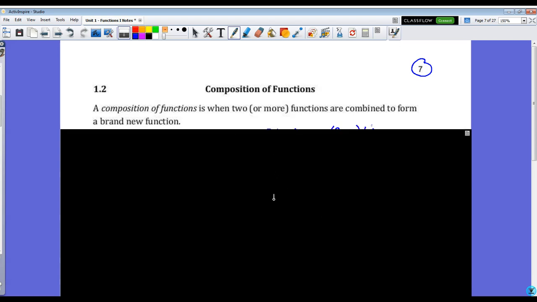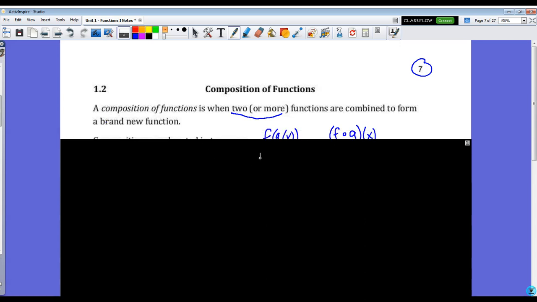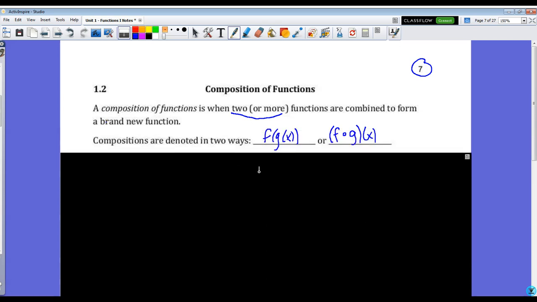So a composition of functions is when two or more functions are combined to form a brand new function. The notation looks like this: f of g of x, that's how it's read. Or that little tiny circle, notice it's not a closed circle. It's not multiplication. It's not f times g. It's f of g of x. And these are both different ways of writing the same thing.